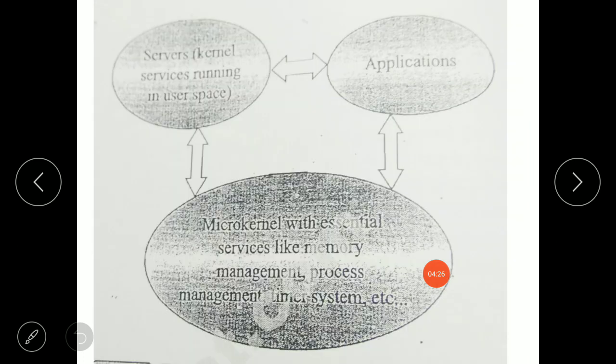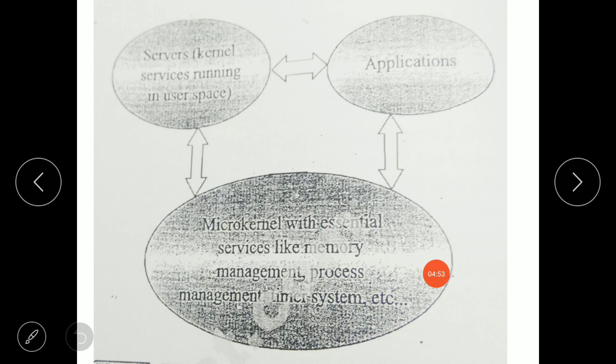Then the microkernel design incorporates only the essential set of operating system services into the kernel. The rest of the operating system services are implemented in programs known as servers, which run in user space. So the microkernel based design approach offers benefits like robustness and configurability, etc.